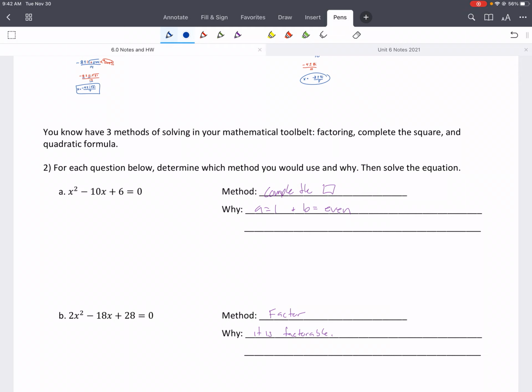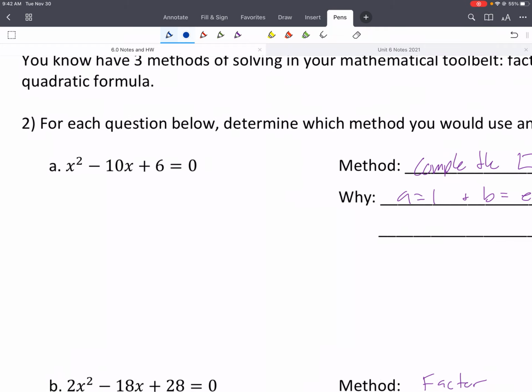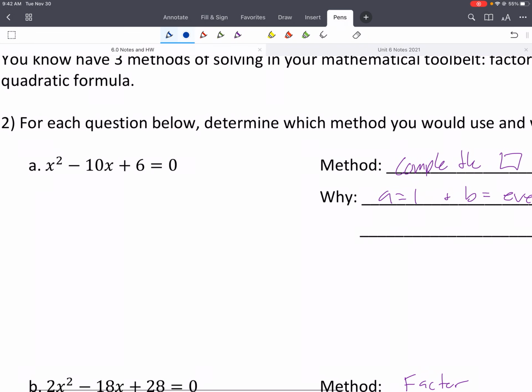All right, last thing we're going to talk about is comparing the 3 methods that we've covered. There's factoring, completing the square, and the quadratic formula. Let's talk about them individually. So on your homework, you have the choice on how to do some of the problems. You can choose how you want to do it.